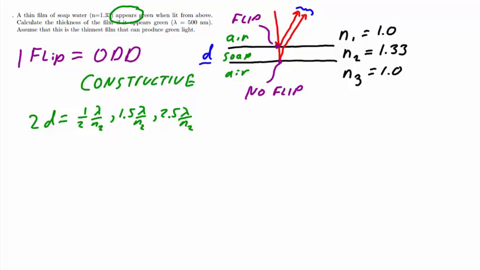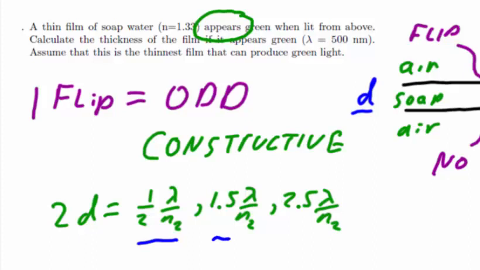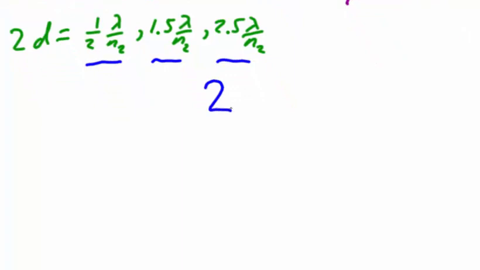Finally, we notice that this formula gives us options. 2d might be half lambda over n2, it might be 1.5 or 2.5, and we need to again reference the problem to decide how the language of the problem limits us to be choosing one formula and one formula only, and this language occurs in the last sentence where we are to choose the thinnest possible film. The thinnest possible film means the smallest value of d, and therefore we will take the leftmost term out of all these possibilities, so we find that our situation is given by twice d is 1/2 lambda over n2.